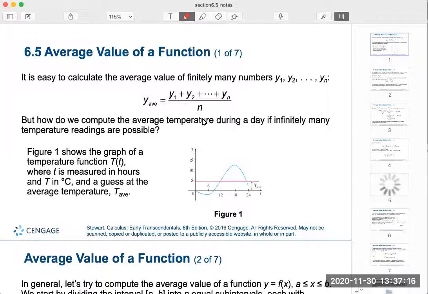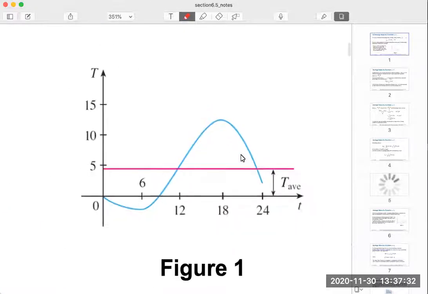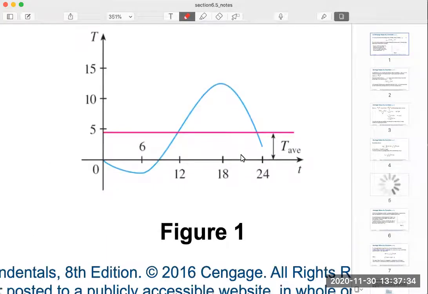And suppose that these values y follow a graph f of x, for example, or t, temperature over time, which is a continuous function, in the green and blue lines here. Then the average of this will be the purple one here.